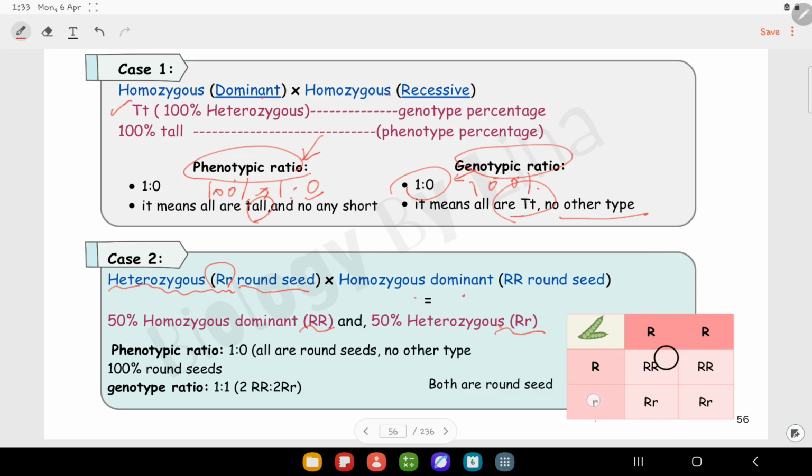What about the phenotypic ratio? This is round, this is round, this is round, and this is round. So you can say 100% they are round seed, or 1 to 0, which means all of them, or 100%, are round seed, and there is no wrinkled seed or no other type.